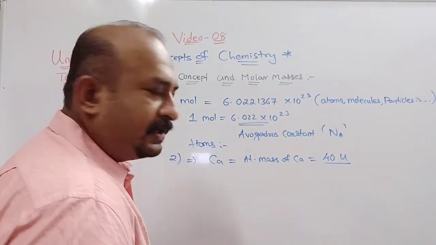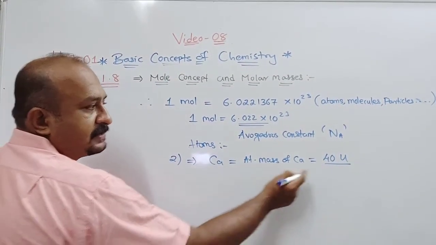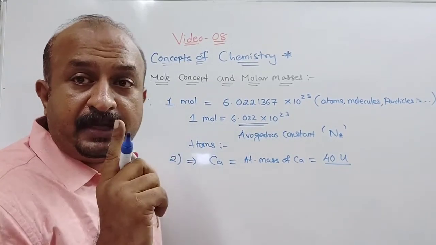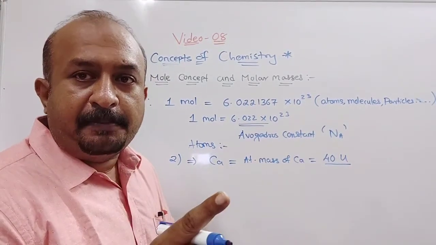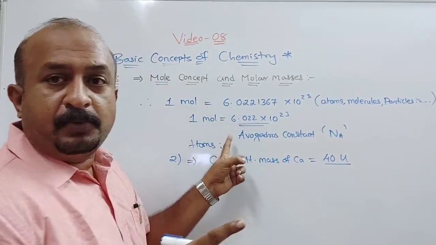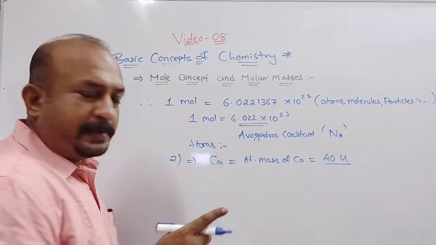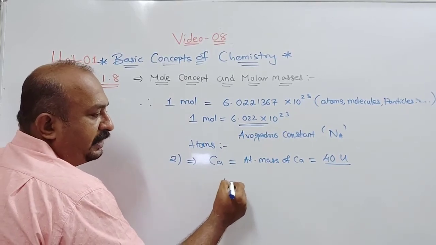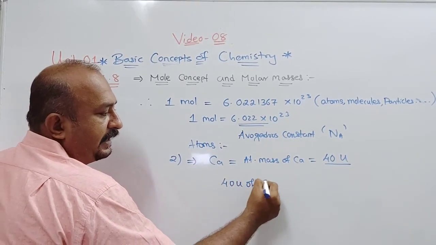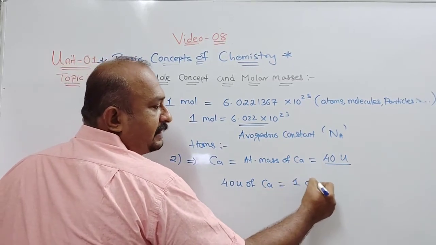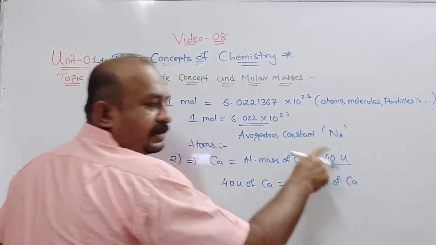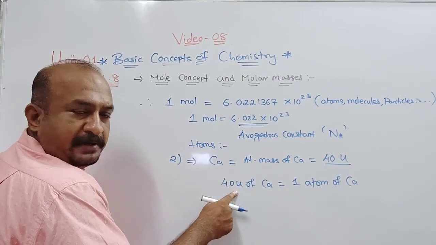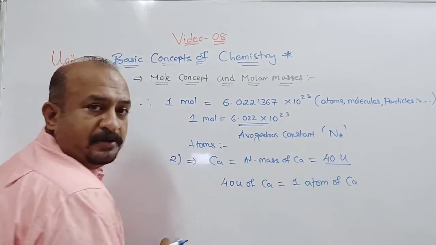So now here you can see calcium. What is this? Atomic mass. Always remember, don't take atomic number. You have to take atomic mass for calculating the mole related numericals. Understood this part? So calcium, if I take here 40 U, 40 U of calcium is equal to 1 atom of calcium. Remember this thing. If it is in U, unified mass, whatever the atomic mass, it contains 1 atom of calcium.